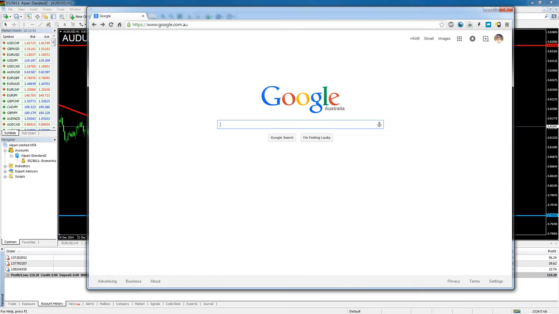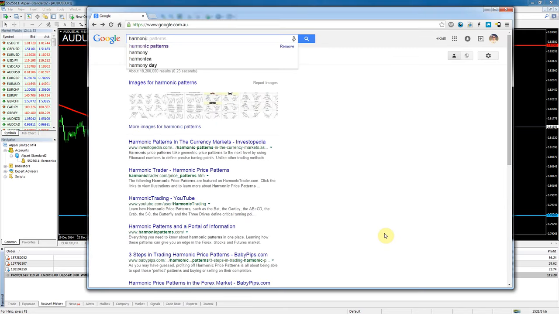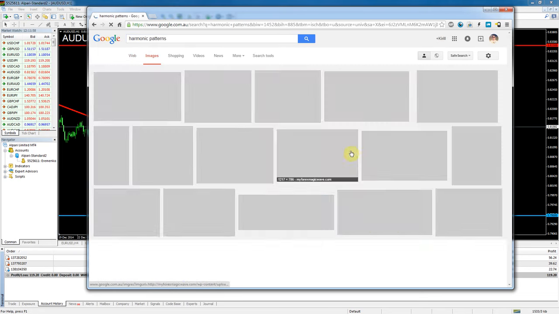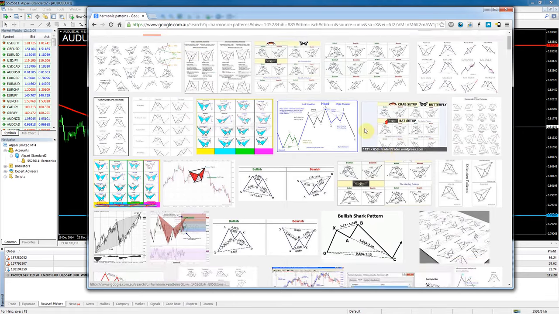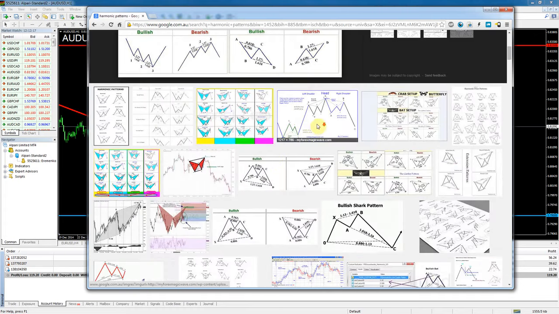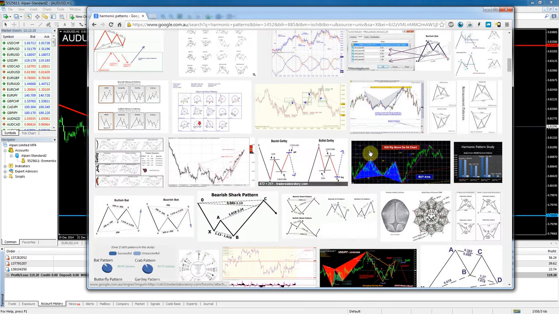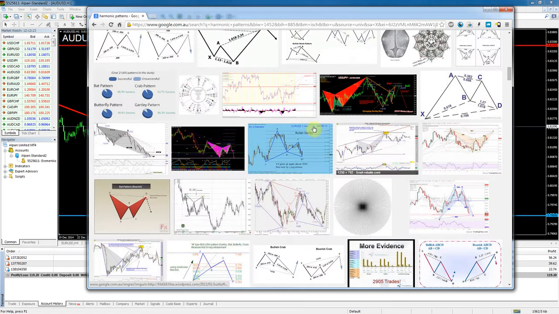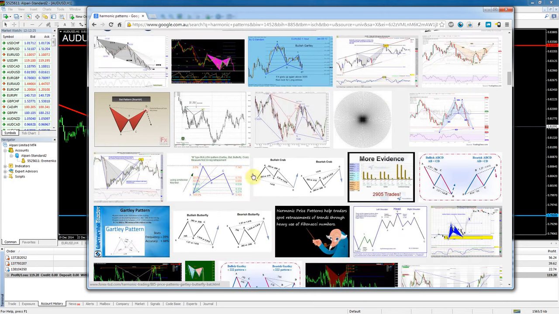If you go to Google and type in harmonic patterns, and then go for the images just to see them, you can find a lot about these harmonic patterns. For instance, here is a good summary of the 6 harmonic patterns: the crab, the butterfly, the bat, the Gartley pattern, the 3 drives pattern, the ABCD pattern. If you scroll down here, you'll see there are a lot of examples, a lot of analytics around them, a lot of good explanations.